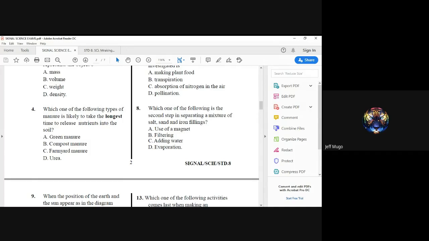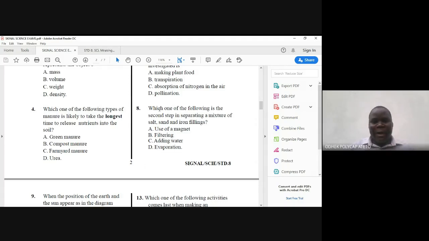First you should use a magnet, since there's no solution, so there's no need for filtering. You'll use a magnet first. After that, that's the answer. Filtering. Which one of the following is the second step in separating a mixture of salt, sand, and iron filings? Are you getting me?